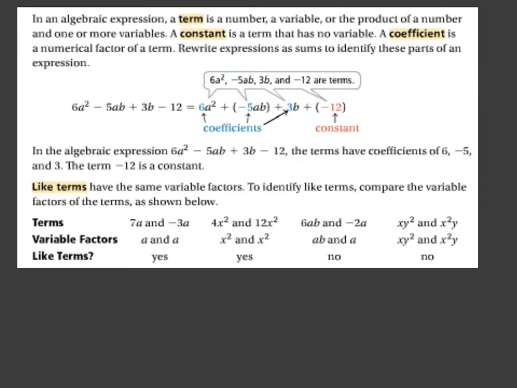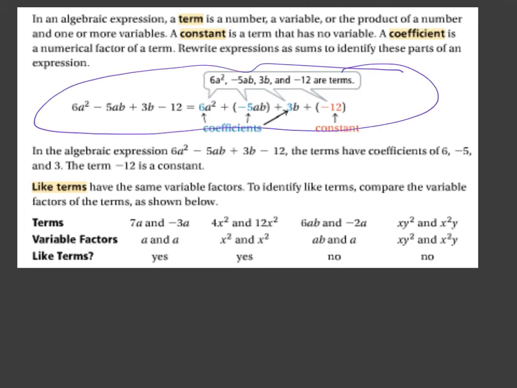Here are a lot of definitions, and if you want to write them all down, you can. However, you do not have to. When looking at this problem up here, I'm going to go through and show you. A term is anything that's separated between a positive or subtraction sign, so plus or minus. So these are all terms within this problem. Terms are always in between addition and subtraction.